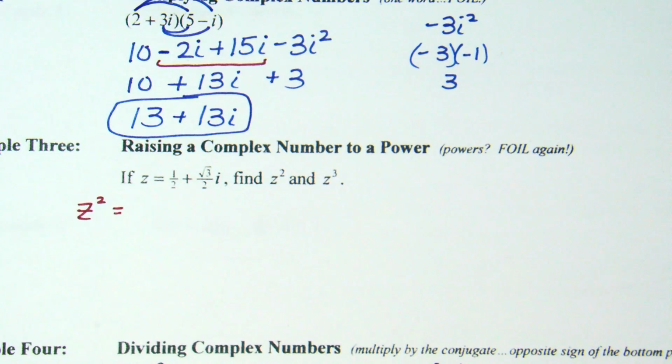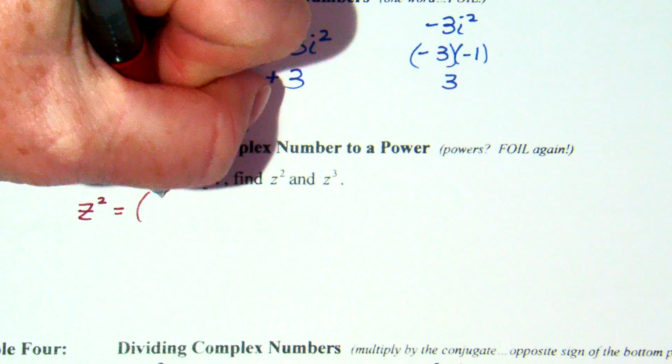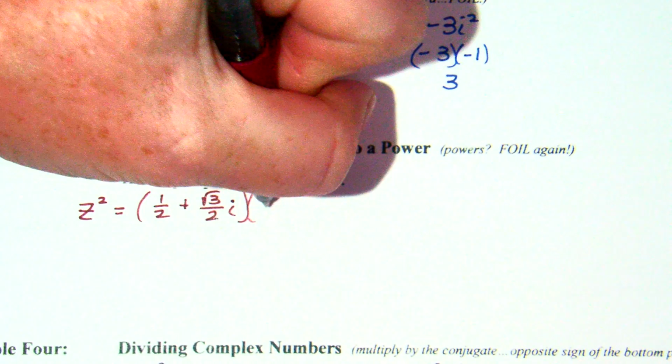So you could write z squared as 1/2 plus radical 3 over 2i quantity squared, or realizing that we're going to have to FOIL that, I'm going to write it out as 1/2 plus radical 3 over 2i times 1/2 plus radical 3 over 2i. Because to do z squared, that means we're doing z times z. Because they're binomials, we can't just square the first term, square the last term. We need to FOIL. Yes, we are foiling with fractions. Yes, you will survive, I promise.